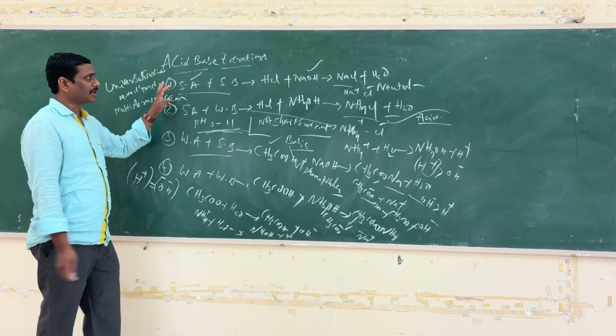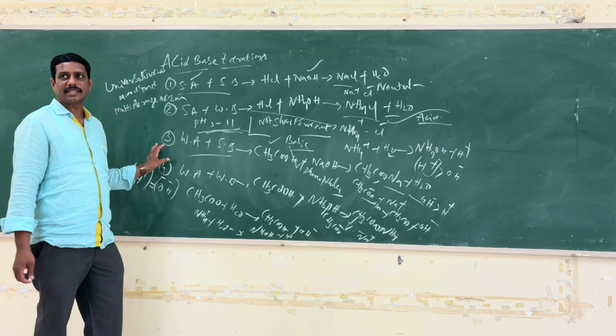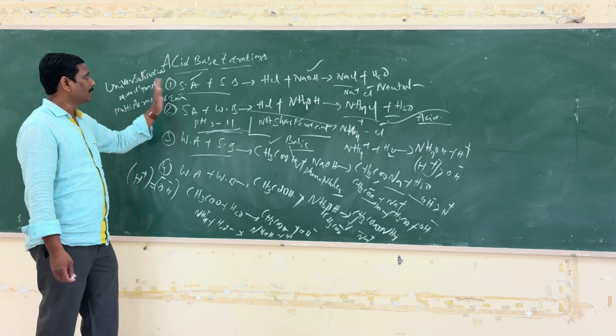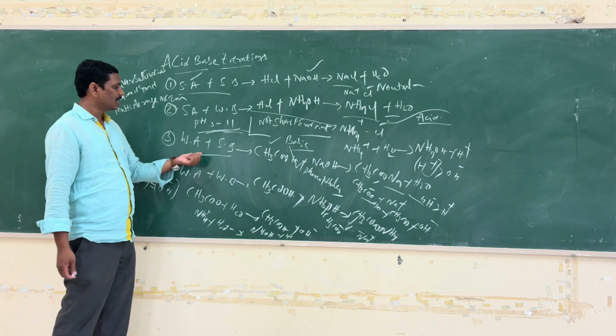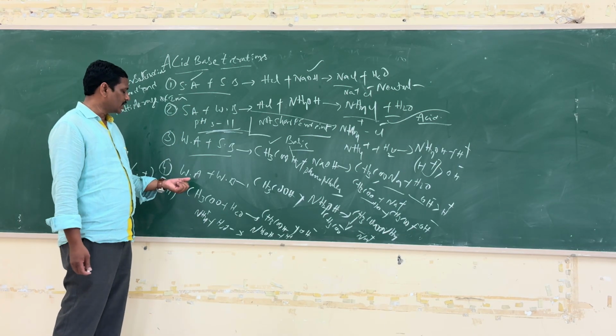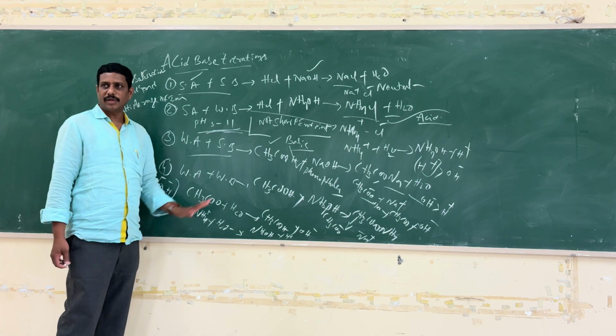These are the topics: the 4 categories involved in acid-base titration, namely strong acid versus strong base, strong acid versus weak base, weak acid versus strong base, and finally the fourth category, weak acid versus weak base.